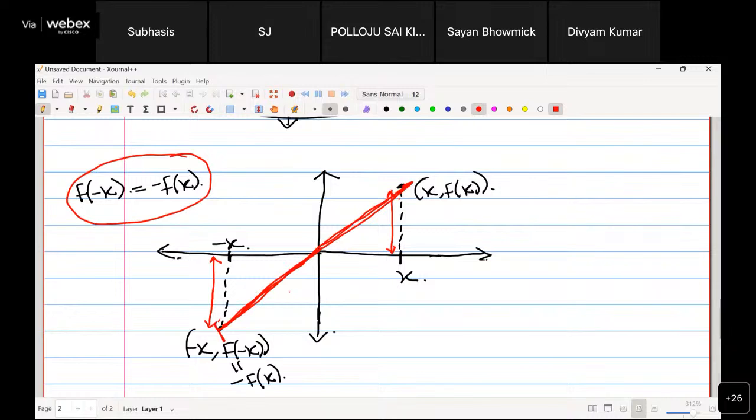So this distance, and this distance, they are precisely the same. So that is probably what the professor means, that this odd function is symmetric with respect to the origin. Can you explain with the x cube graph?